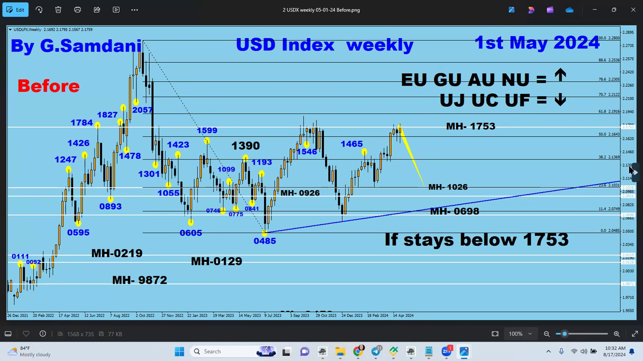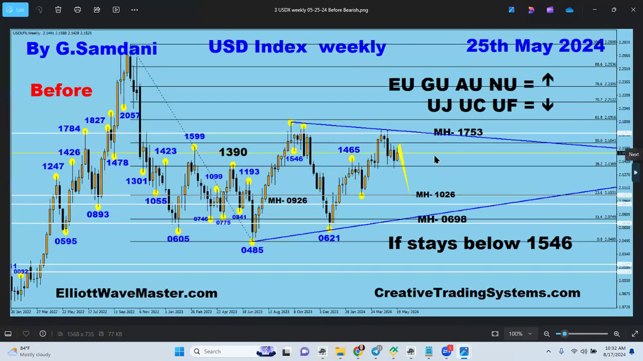So what happened to this chart, step by step, we look into that. It started to drop here. And then on the 25th May, I made the chart that, okay, it went down and then it went up a little bit. Retrace always does that, right? And after that, I said, okay, now the retracement is finished and we're going to drop again. The target is still 1026.